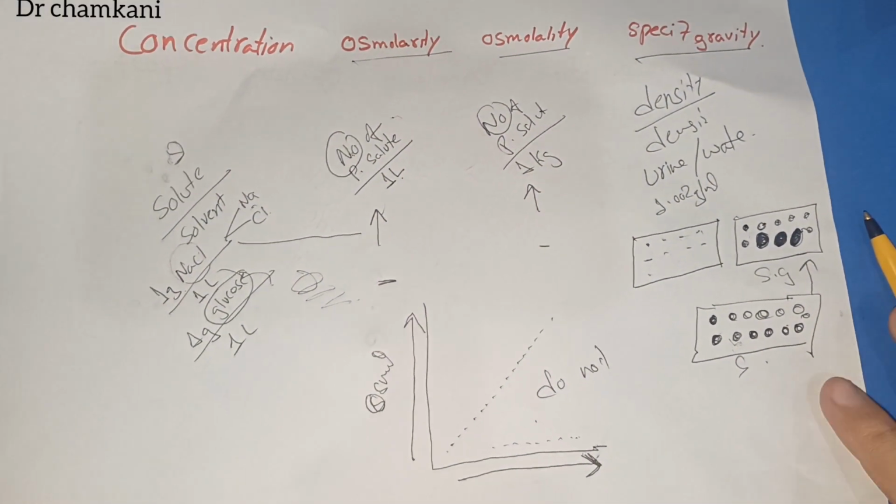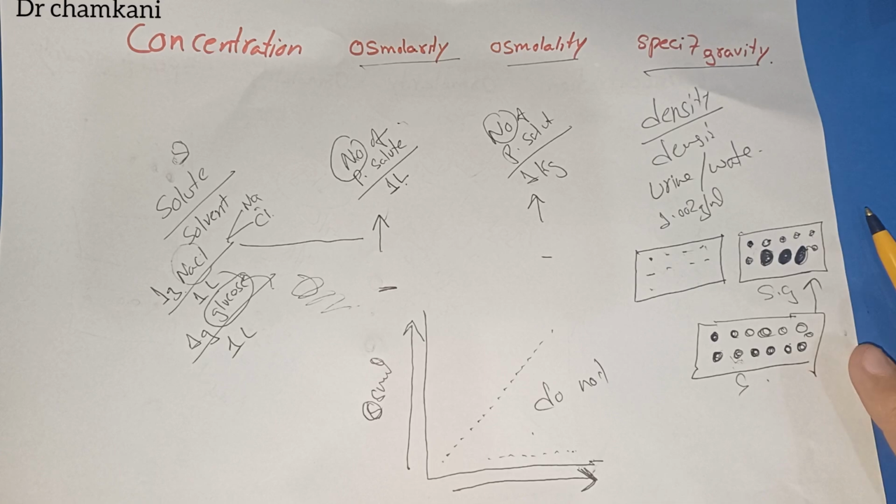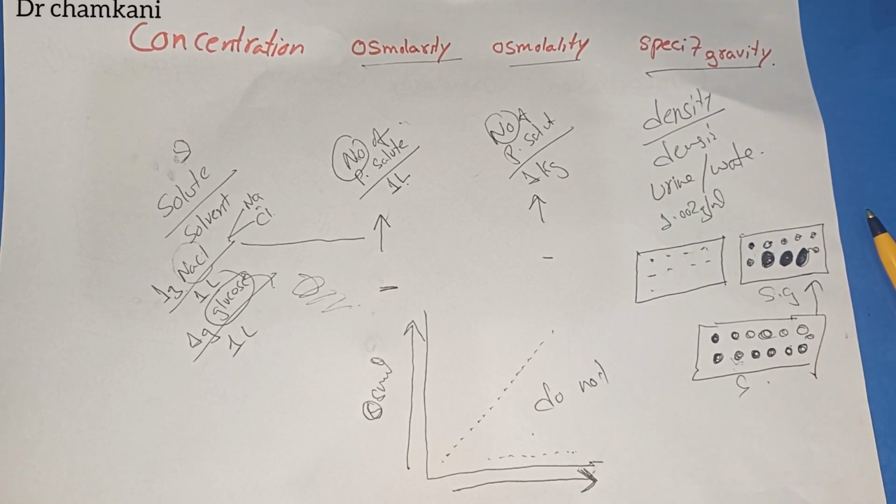Now, these are the terminologies which we have discussed in detail, and in the coming chapters of the renal system, we will be using these terminologies again and again to understand different concepts.